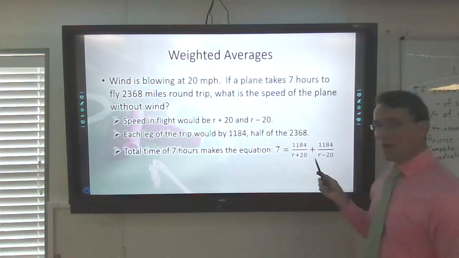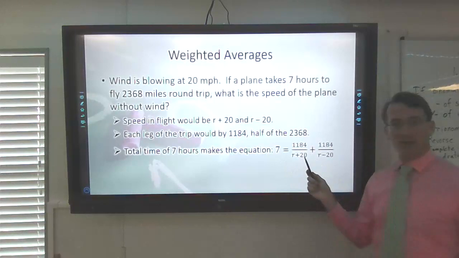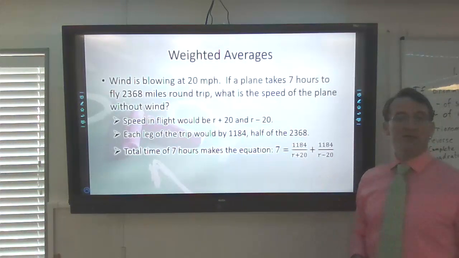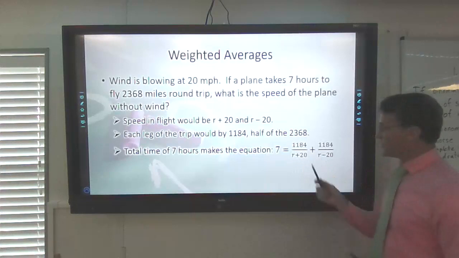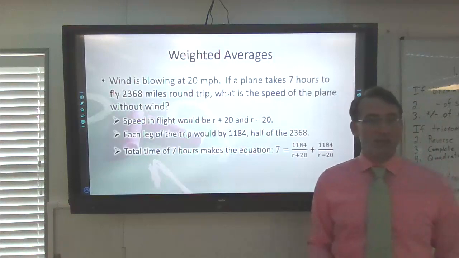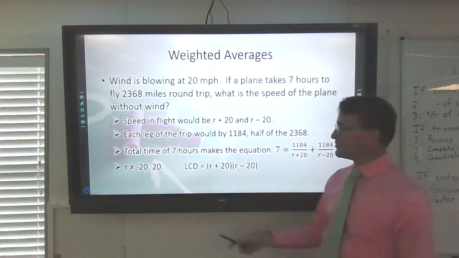And when I set up my total time, which is 7 hours, that has to be the distance over the rate when it has a tailwind plus the distance over the rate when it has a headwind. Clearing my equation of fractions, I'm going to multiply by r plus 20 and r minus 20, keeping in mind that the rate cannot be equal to 20 miles per hour, or else you wouldn't go anywhere on one of those distances.